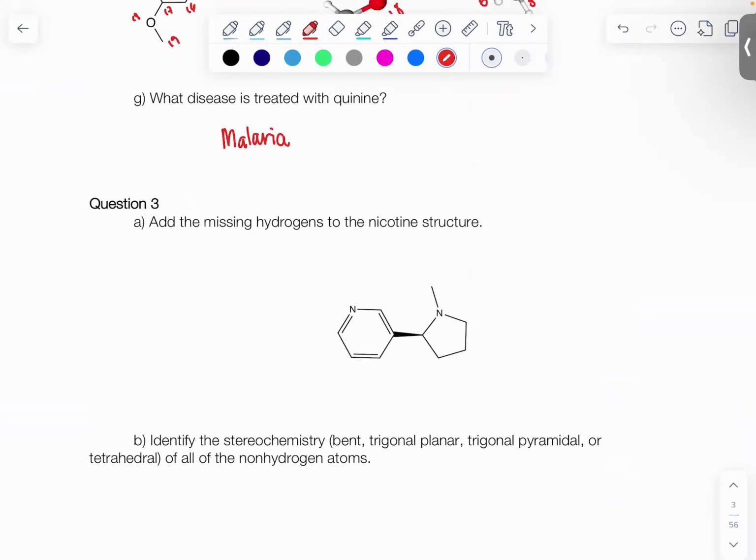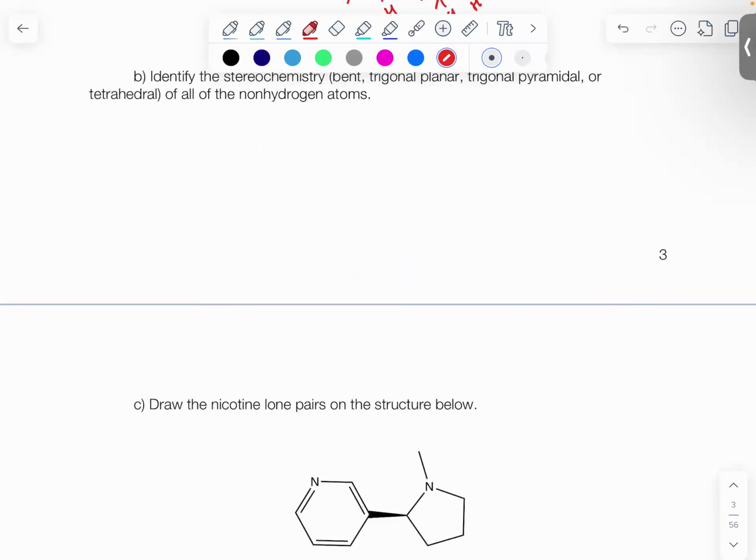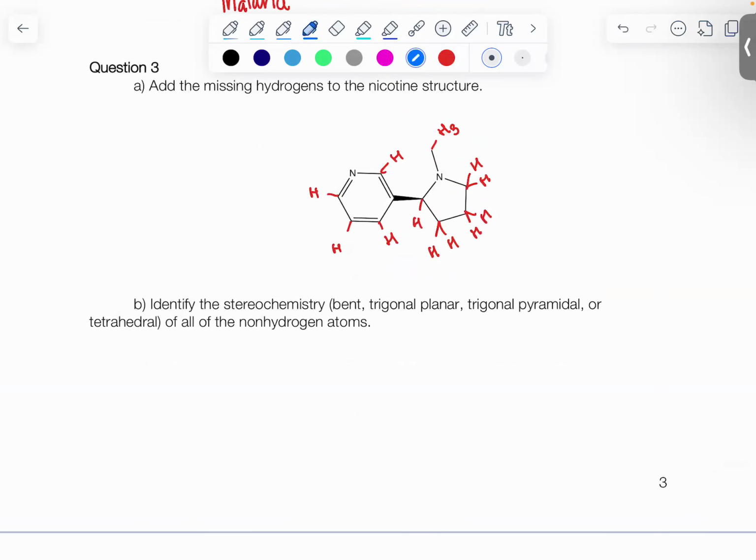So we're going to repeat those steps now with a new molecule. This one is nicotine. And so we can just go around and make sure that we're drawing out all of those implied hydrogens. And then we can look at, so now we can identify all of the stereochemistry of non-hydrogen atoms.